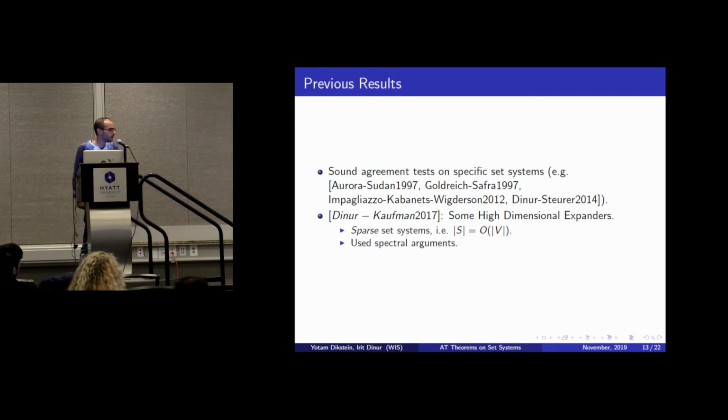And these high-dimensional expanders, the nice thing about them is that they are very sparse, meaning that every vertex is contained only in a very, very small and fixed number of sets. And it might be hard to believe that there could even exist a sound agreement test in this setting. And the novelty in their work was that they somehow swapped density arguments that were used in previous works for arguments that actually use spectral expansion in some local graphs that they found in these high-dimensional expanders.